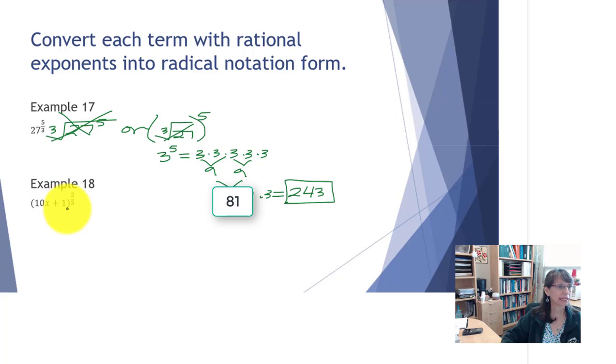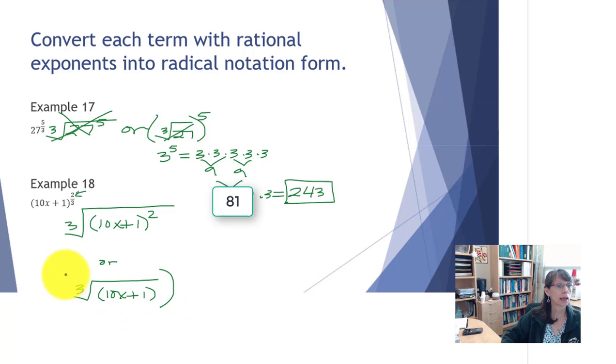Now we get to example 18. We have a quantity raised to a rational expression. So that means the quantity of 10x plus 1 is raised to the power of 2, as indicated by this numerator, and we're looking for the cube root of that. So we're done, unless you choose to write it as cube root of that quantity, 10x plus 1, and then the entire value could be squared. So you could write it either way.